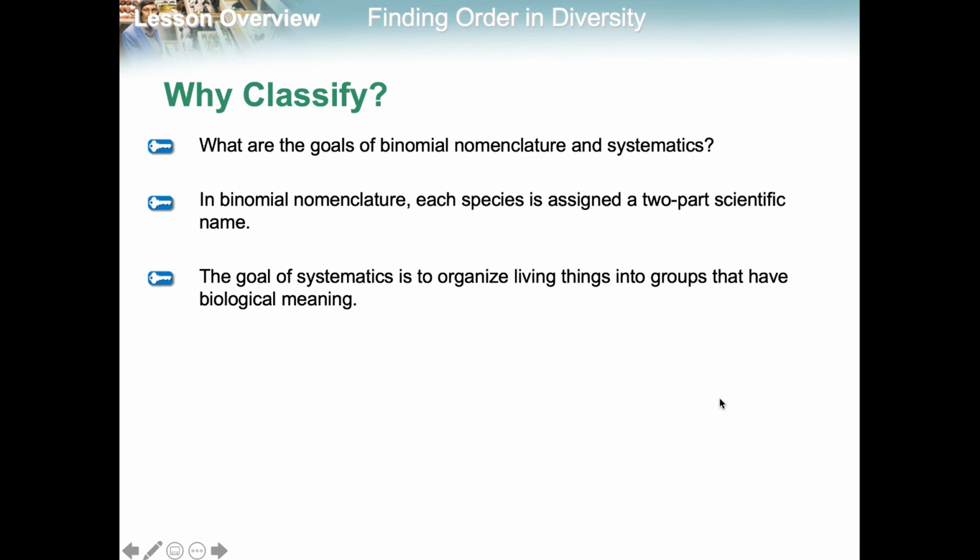Today, on topic 9, we're going to be talking about classification. Now, with classification, there are different goals. So there's binomial nomenclature and systematics. With binomial nomenclature, binomial means to name, and nomenclature is the naming of it. So each species is assigned a two-part scientific name, and then with systematics, it's how they organize living things into groups that have a specific biological meaning.